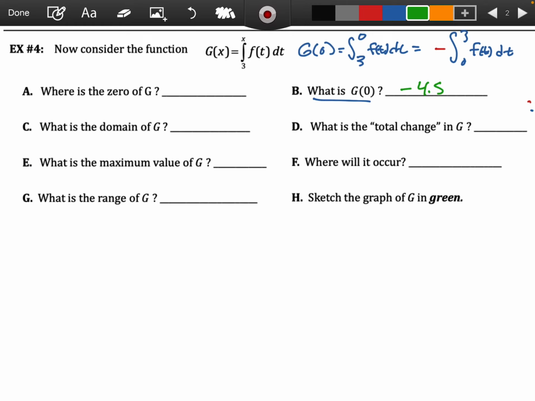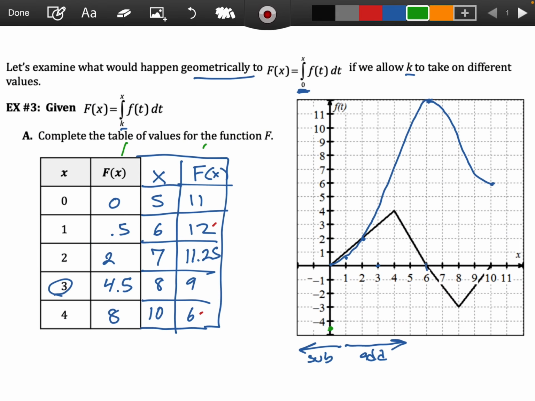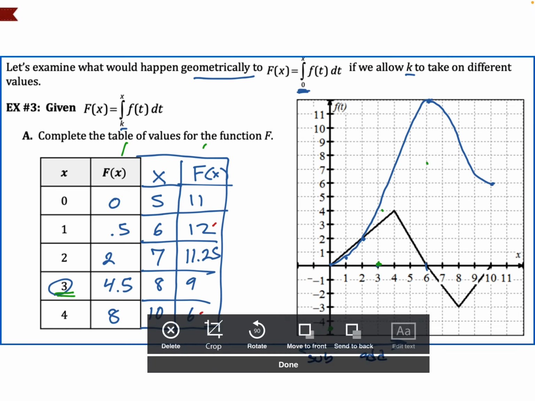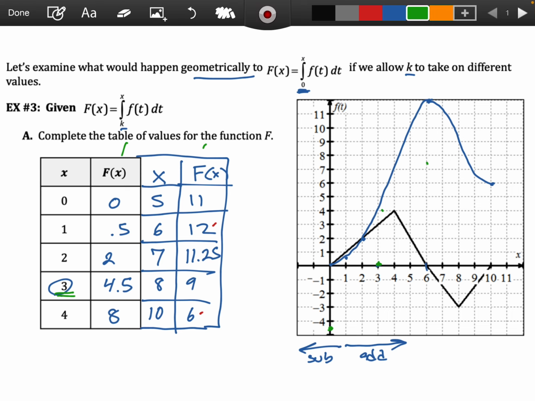So to answer the question, where is the 0 of capital G? Well, we just look at our function, right? If everything's translated down, that blue line would just be translated down 4.5 units, and we're going to have something like this. And we notice that something occurs at 3, right? F of 3 is 4.5, so G of 3 is going to be 0, because everything's just translated 4.5 units down, okay? And if I do that to the main points, you guys will see that if I graph this function, it's going to look like this, okay?